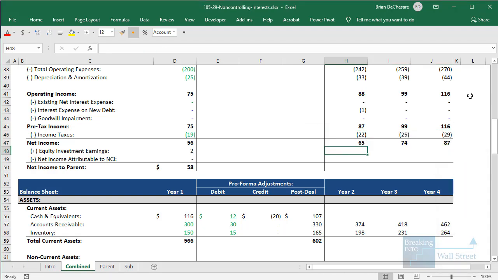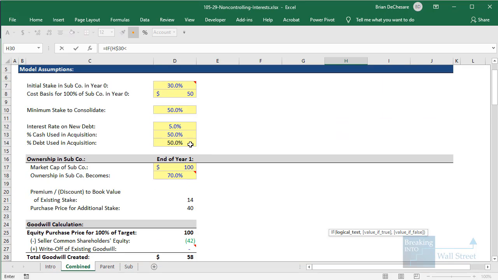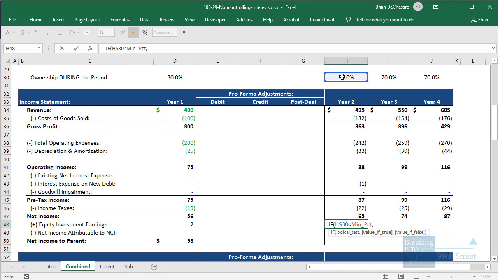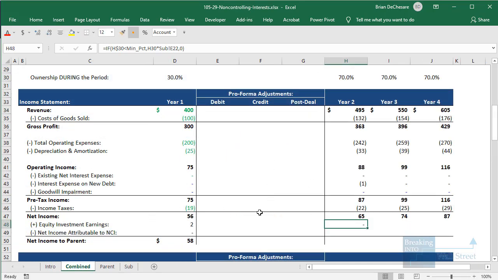And then for equity investment earnings, here we should do a check, and we want to check the ownership during the period up here. Now, if this is less than the minimum percentage required for consolidation, the 50% right here, then we want to take this percentage and we want to go over to Subco and take their net income from year two and multiply by that. Otherwise, we'll say zero. So right now, they're over 50% ownership, so this is going to be zero all the way across.